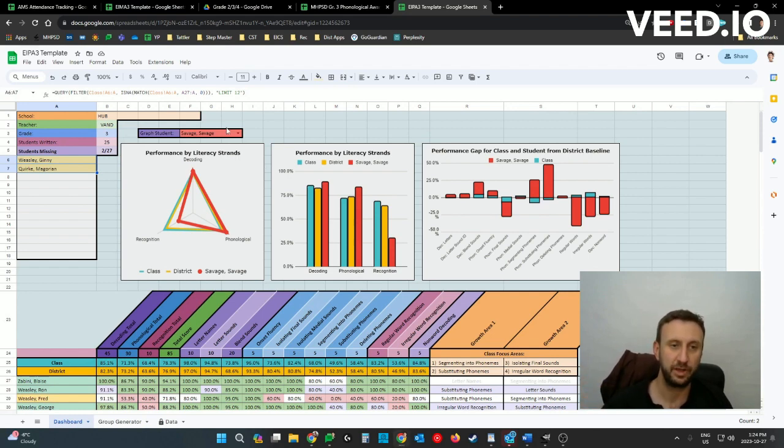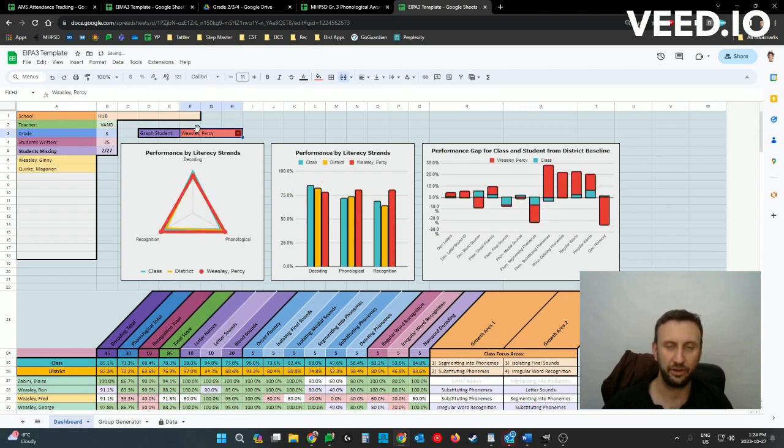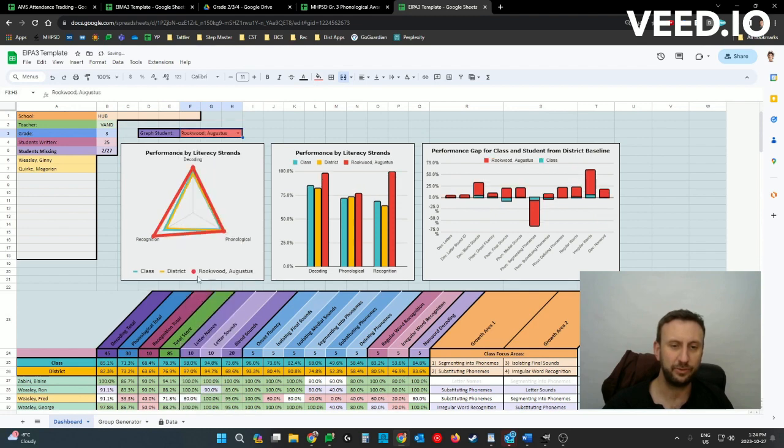On the top, we have a place where you can select the student in this kind of fuchsia color right here. And once you select a student, the graphs will change to reflect that student's data.